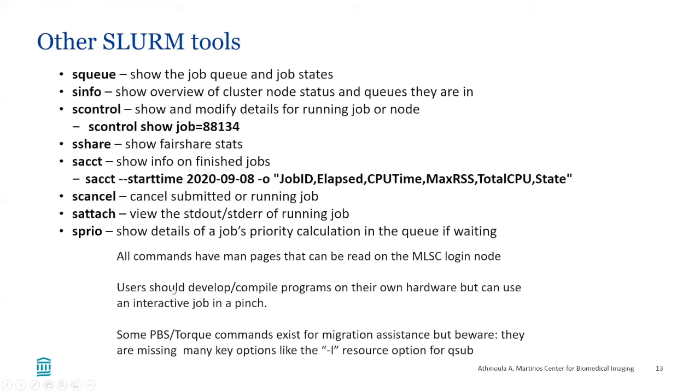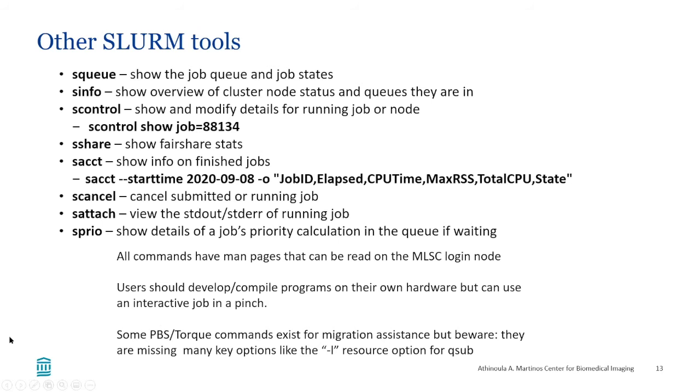And for those people who need to develop or compile programs and you don't have your own hardware, you could use one of those interactive jobs in a pinch. And there actually are some of the PBS Torque commands that came with Slurm. There's actually a qsub, which is basically a wrapper to try to translate qsub stuff to sbatch, but not all the options exist. For instance, the -l option in qsub, the reason most people use qsub instead of pbsubmit, doesn't actually exist in the qsub that came with Slurm. So you'll definitely have to learn to just use sbatch.